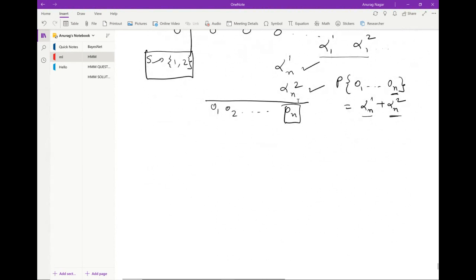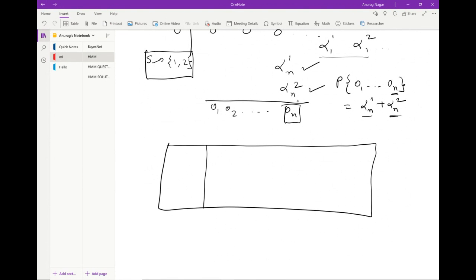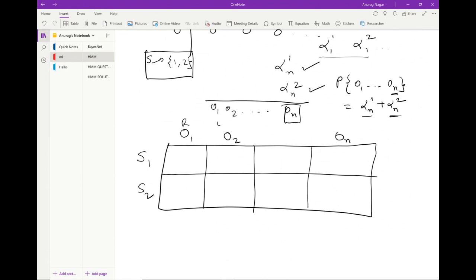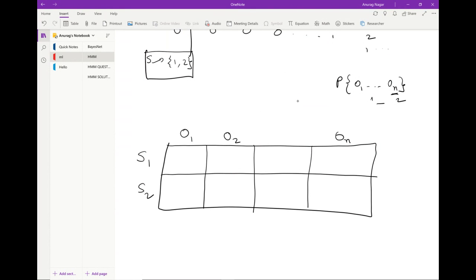Now let me give you a simple version of how this is done. Let's draw a big table like this, just for clarity. Now this is state 1, this is state 2. This is observable 1, observable 2, all the way up to observable n. The observable could be whatever, it could be the color red, white, and so on. Whatever it is, that is the observable. Now, all that is needed is to fill in this table. What you need to do is very simple: this is alpha 1, this will also be alpha 1. This will be state 1, this will be state 2.